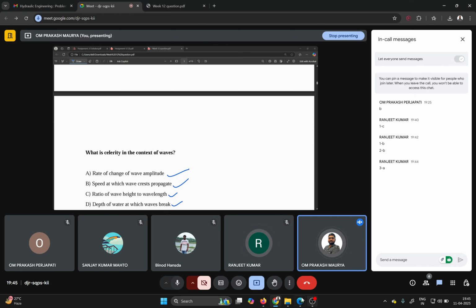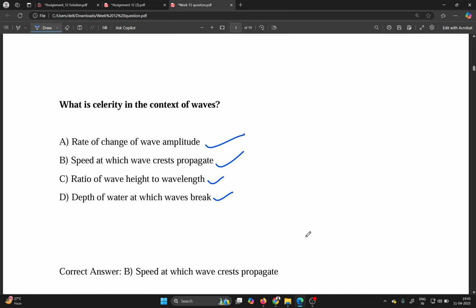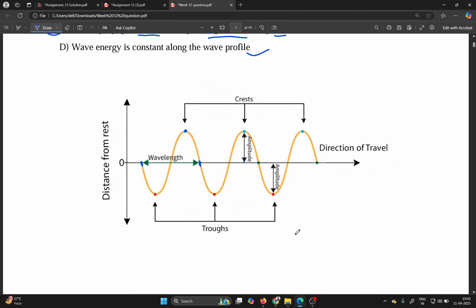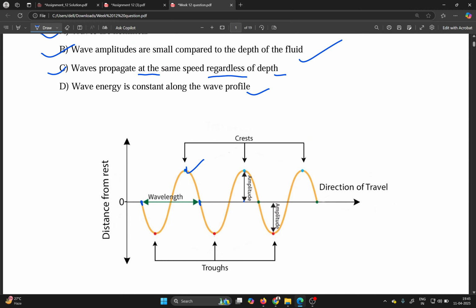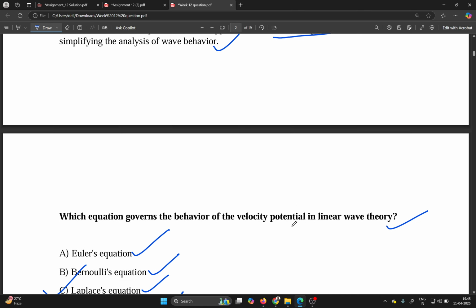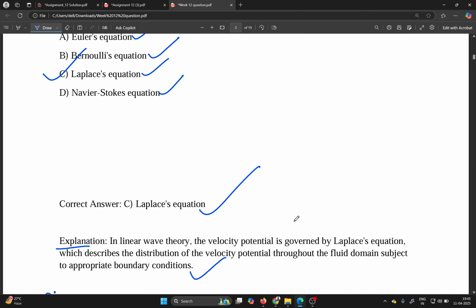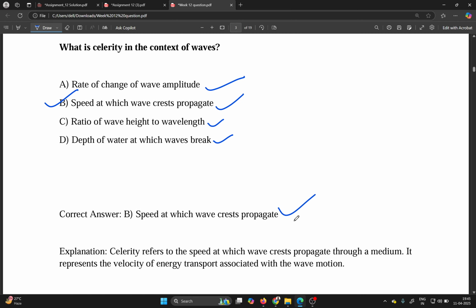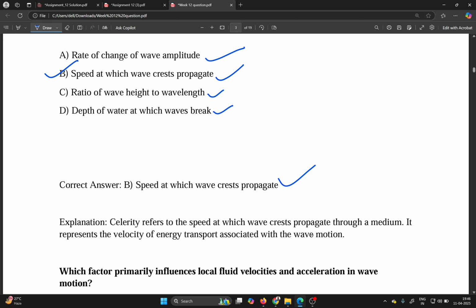Okay, let me just show you the answer. Option B will be correct, actually. Remember, please: the speed at which wave crest propagates. What is a wave crest? I think I have just shown you what a wave crest is. So these are the wave crests. How it propagates. That is the topmost part of your wave. Okay, so the next one: celerity refers to the speed at which wave crest propagates through a medium, and it represents the velocity of energy transport associated with the wave motion.